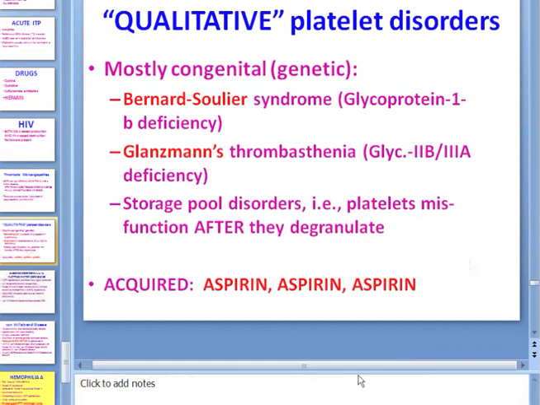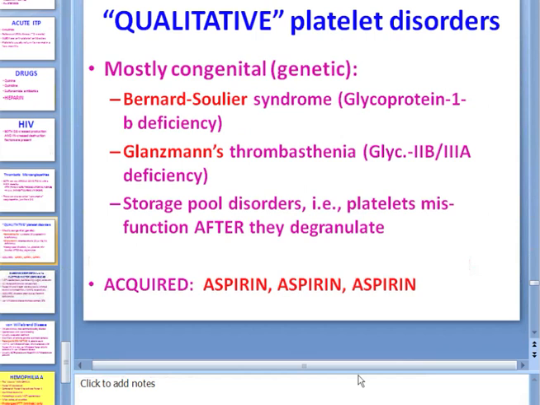Let's talk about the qualitative platelet disorders now. We've already talked about the situations that are causing too few platelets. Let's talk about situations in which the platelets are not too few. They're normal in number. They're between 150 and 300, but they're not working. Well, that's why it's called a qualitative platelet disorder.